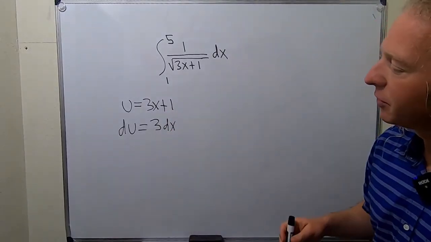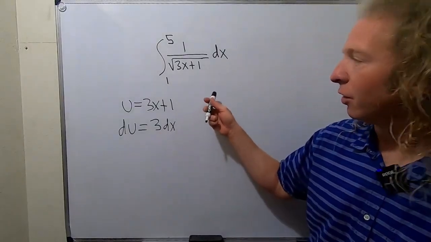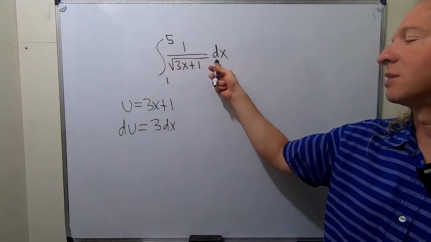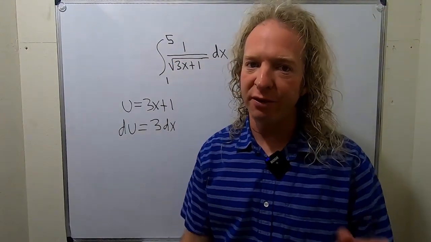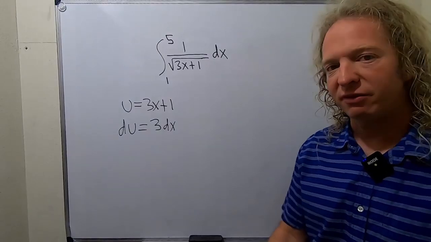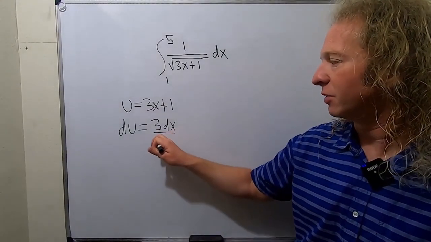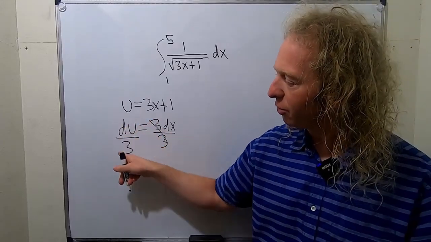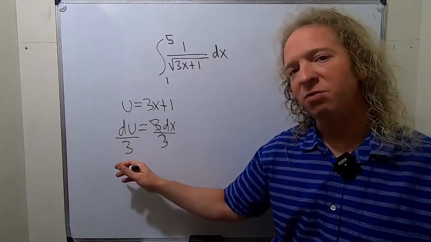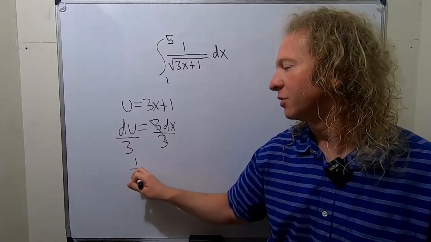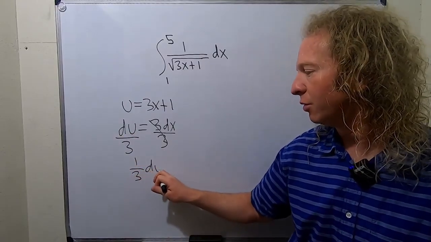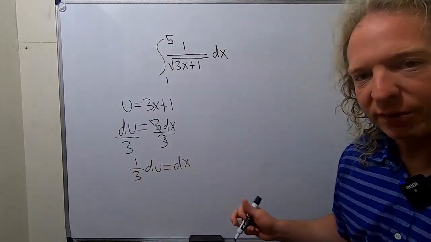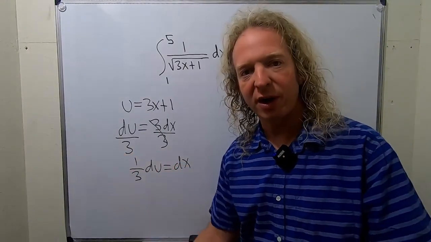Then when you get to this step, you're always supposed to make this look like this. So here we have 3dx and here we have 1dx, so we have to get rid of the 3. To do that, we'll just divide both sides by 3. So we end up with du over 3. Typically, at this point, we write it like this: 1/3 du equals dx, because in the next step, when we make the substitution, we typically factor out the constants.